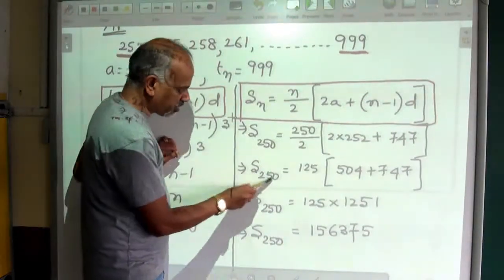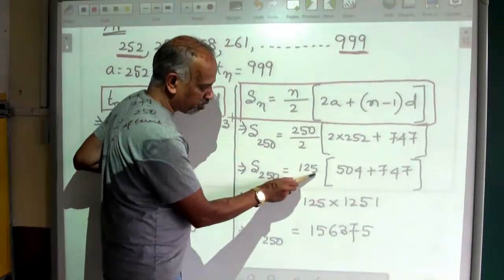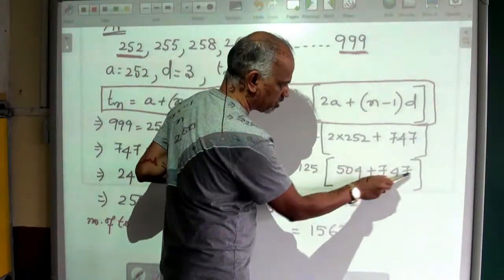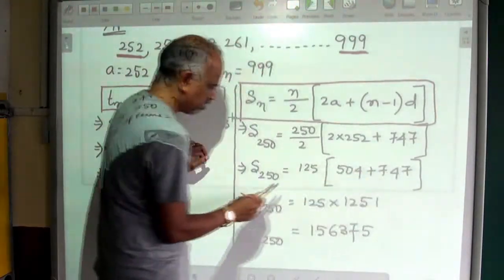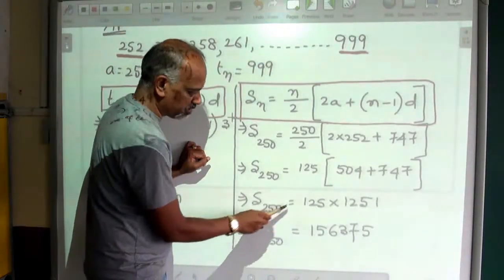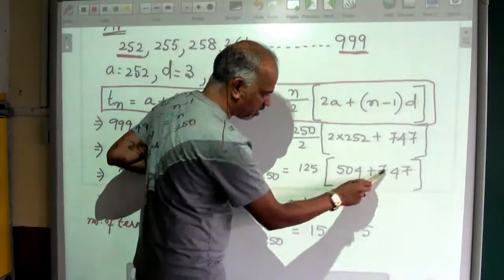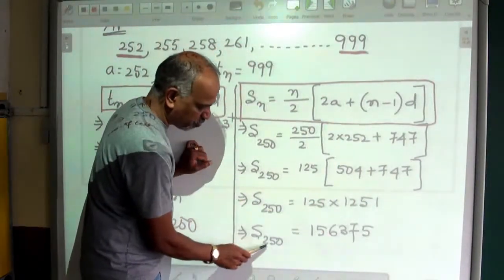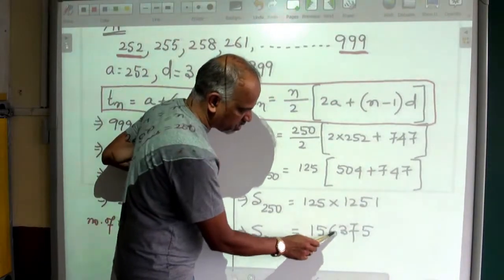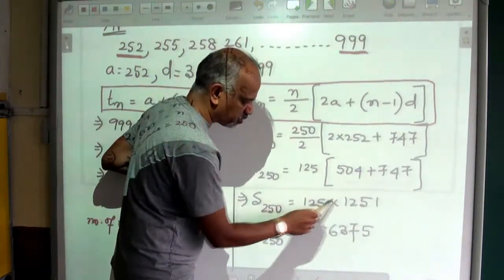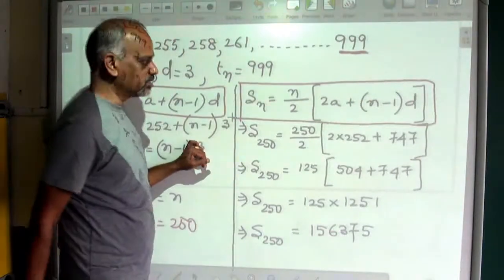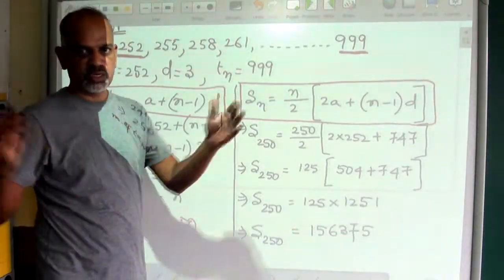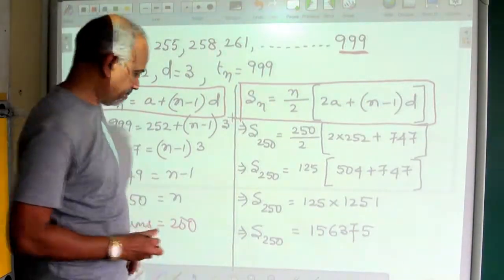So S250 is equal to, if you simplify this, 125 times 2 into 252 is 504 plus 747. Add both of them, sum of 250 terms is equal to 125 into 1251. Multiply both these numbers, sum of 250 terms is 156375. That is the sum of all the numbers divisible by 3 between 250 and 1000.